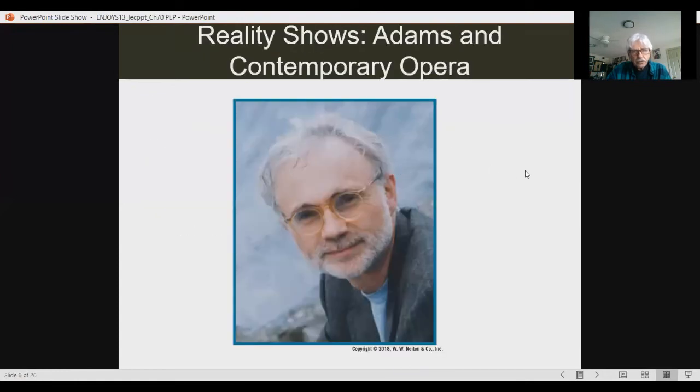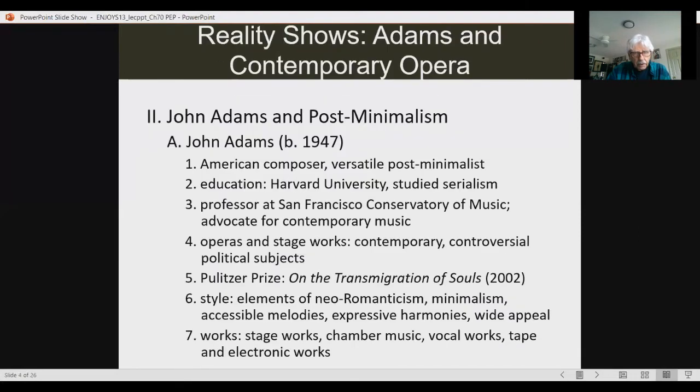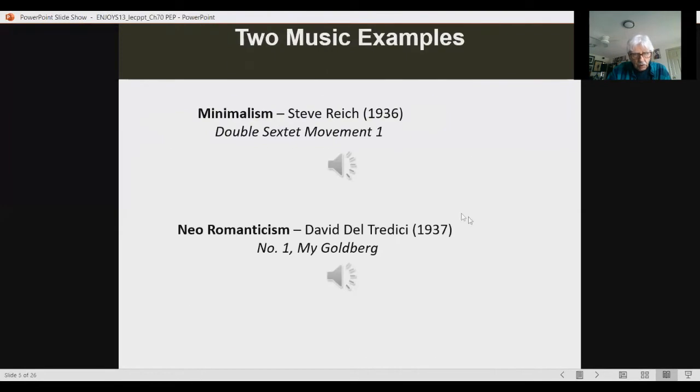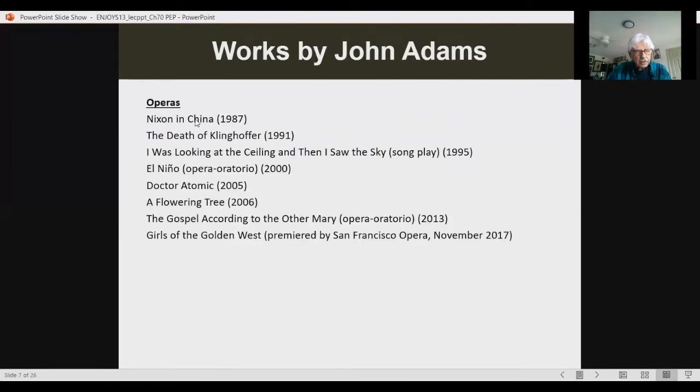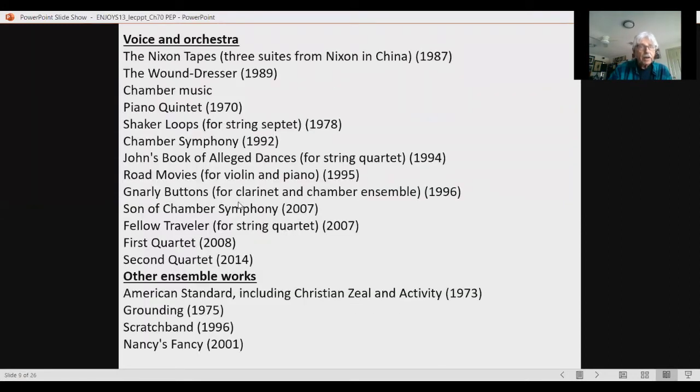Okay, so here is John Adams, handsome man, well on to do his career, and he was born in 1947. But these are works by John Adams. A number of operas. We're going to sample this one from 2005 called Dr. Atomic, and just to show you the immense amount of works that he's written. And it's all very accessible and popular music that people enjoy and actually are entertained by.